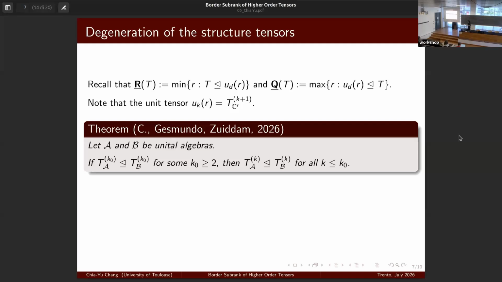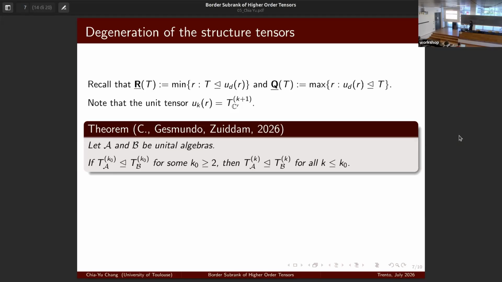So we can look at how to compare the structure tensors of two algebras, and that helps us to find border subrank. Let A and B be two unital algebras. Then if the k-naught structure tensors of A and B have a degeneration, then for all k less than or equal to k naught, we also have degenerations between these two structure tensors.